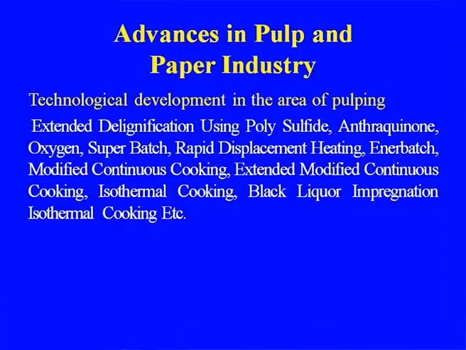Extended delignification, what we call it, why are we going for extended delignification? Because the more lignin you can remove at the initial stages, the less bleaching chemical will be required, because loss of the pulp is more in the bleaching than in the pulping stage. So, chlorine bleaching or hypochlorite bleaching is normally avoided. Now people are going for oxygen delignification, polysulfides, anthraquinone, oxygen, super batch, rapid displacement heating, inert batch, modified continuous cooking, extended modified continuous cooking, isothermal cooking, black liquor impregnation. These are some of the developments that are taking place.